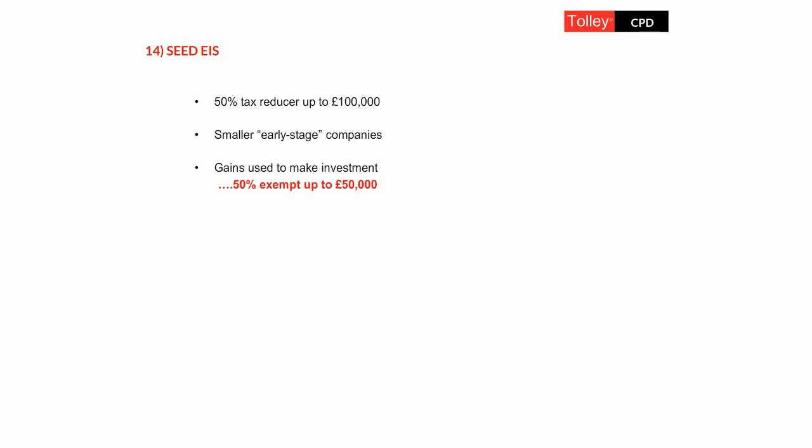We also have the seed enterprise investment schemes now for startups, 50% tax reducer up to 100,000. It's very much for those startups. So gains used to make investments are 50% exempt up to 50,000, and you can set SEIS losses against income. So very, very similar to EIS. I would probably say more risky because they're startups, but because they're more risky, you do get slightly more attractive tax incentives.